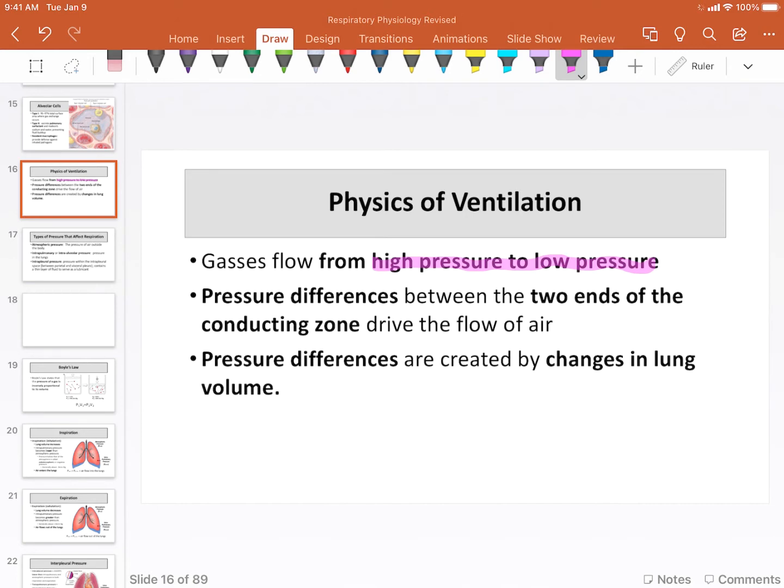Pressure differences are created between the two ends of the conducting zone, and by ends I mean the one end would be your nose, your nasal cavity. And then the last portion of the conducting zone would be those terminal bronchioles. There's a difference in pressure there created by changes in volume in the lungs. That's really important to understand: these pressure differences are created due to volume changes.